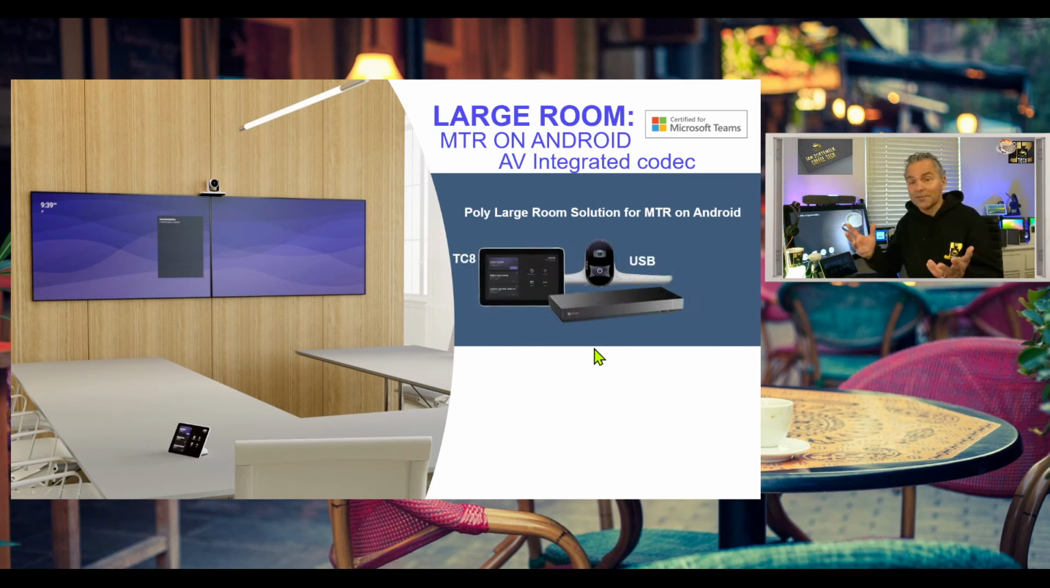But if you want to have a control at the table, then you can use the TC8. You pair it up, you put it on the table, you got volume control, mute, you can start a meeting, etc. Now with the 4.0 release, it opened up also for USB cameras. So you can hook up an E70 camera through USB to the G7500.